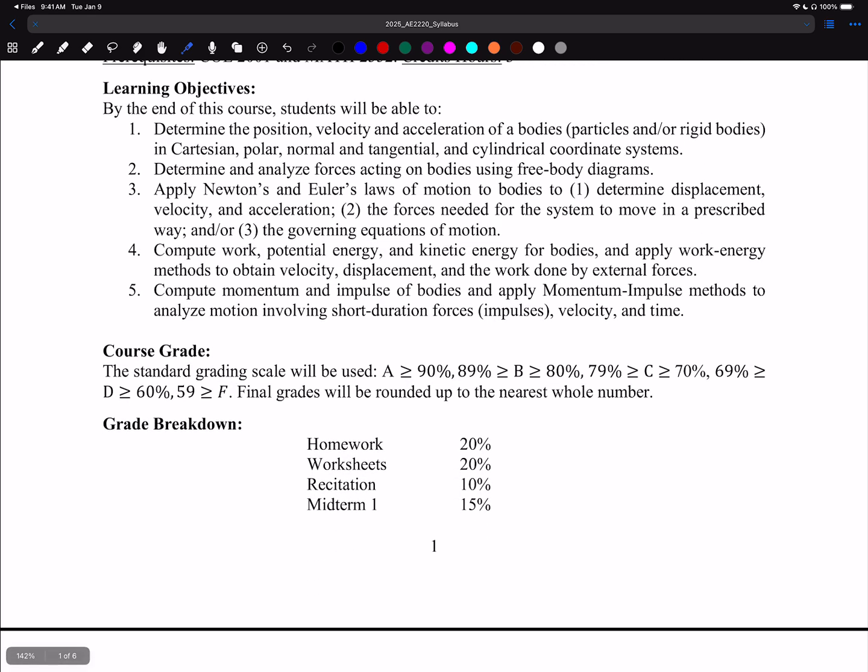For the course grade, we're going to use a standard grading scale, so greater than 90 will be an A, 80 to 89 will be a B, 79 to 70 will be a C, 69 to 60 is a D, and less than 59 is an F in the class. And I'm going to round the final grades up to the nearest whole number, so if you have an 89.1, you're going to get a 90 ultimately. We'll round up to the nearest whole number, regardless of what that decimal place is.